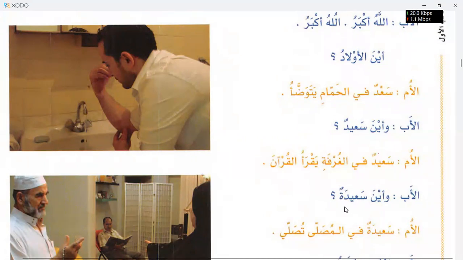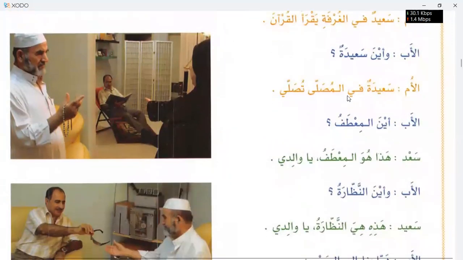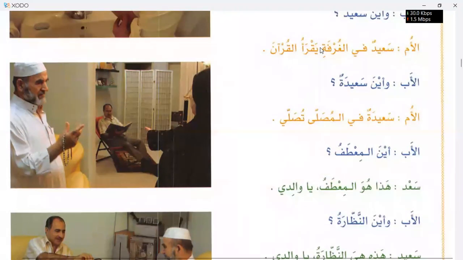Wa aina Saida, and where is Saida? Saida fil musalla tusalli. Saida is in the musalla. Musalla means the praying room. Tusalli, she is praying. So ta means she. Ya means he. Ta means she.